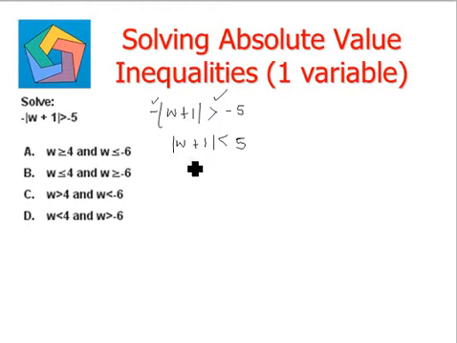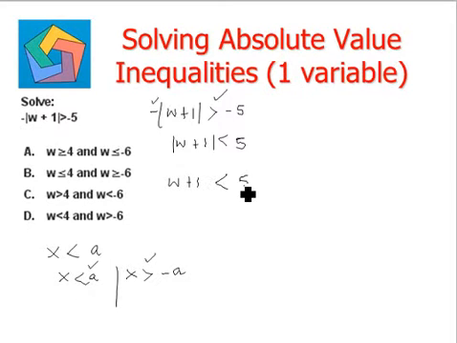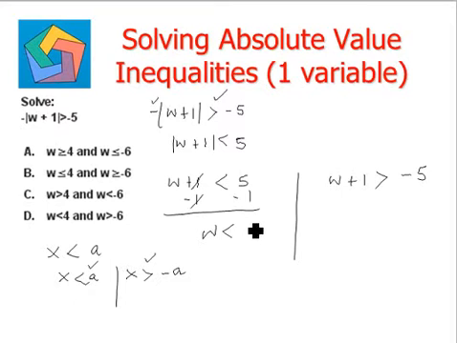Now we have the inequality case of |x| less than a. So the two options formed are x less than a and x greater than negative a. So using these two we'll form our two equations, that is w plus 1 is less than 5 while the other is w plus 1 is greater than negative 5. So now we'll solve this inequality. We'll subtract 1 from both sides. This becomes 0. w is less than 5 minus 1 is 4.